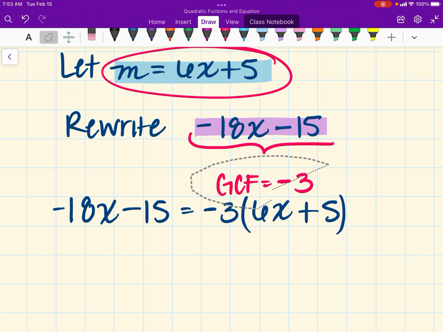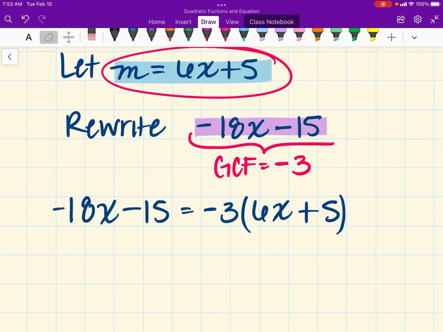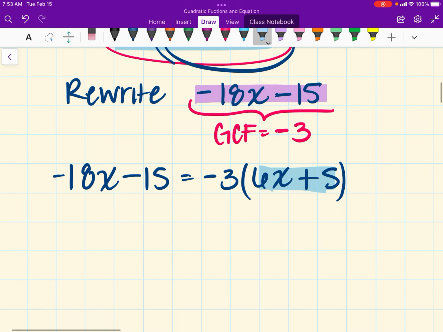Now, moving on to the information they give us above, they're telling us that m equals 6x plus 5. We do have a 6x plus 5 right here. So I'm actually going to go ahead and replace that with an m. So my answer in this case should be a negative 3m.